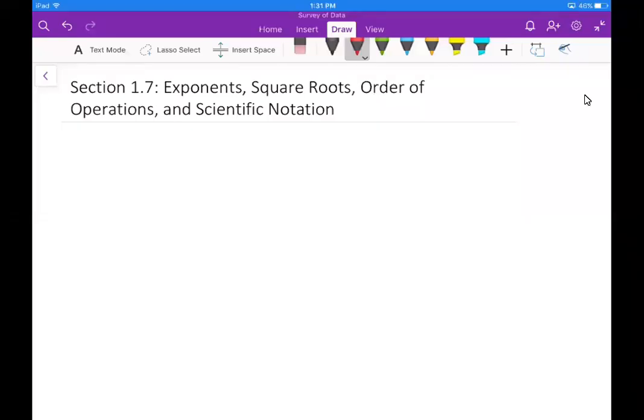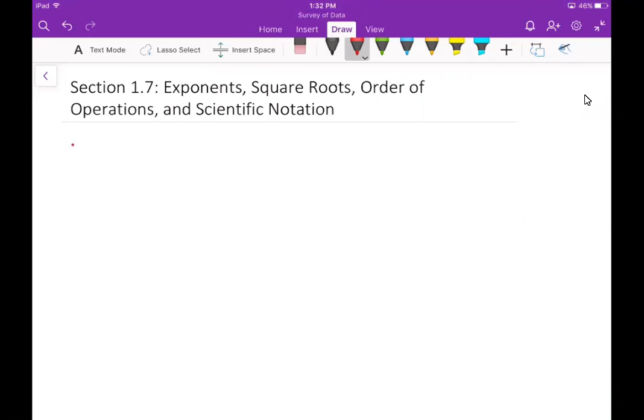All right, we are ready for the very last section of chapter 1, which is again going to be kind of a big list of things to go through. We're going to talk about exponents, then square roots, how to do all of these operations we've talked about in section 1 when they're all together, doing the order of operations, and then finally a last topic of scientific notation. So let's go ahead and get started with that list, and we're going to talk about exponents first.